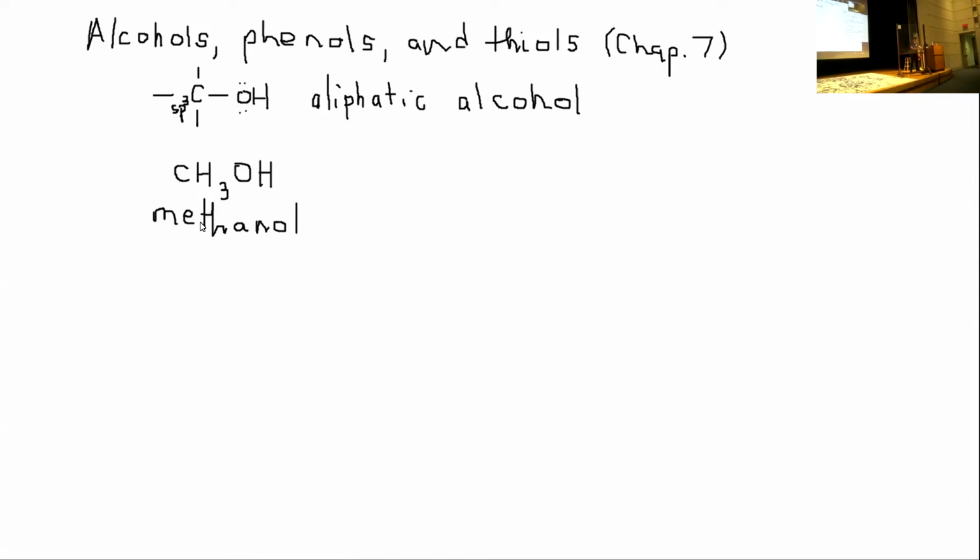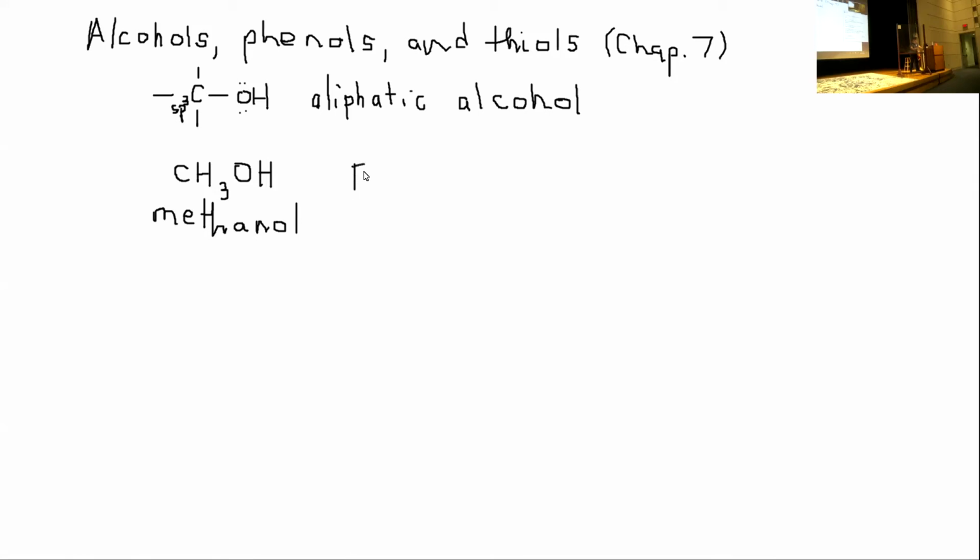But methanol is really, really, really stupidly toxic. Like 15, 20 milliliters will kill you. So people were drinking this illicit booze and then they would die. So it was kind of bad in the Prohibition days. It didn't work out so well. So anyway, there's only one methyl alcohol.